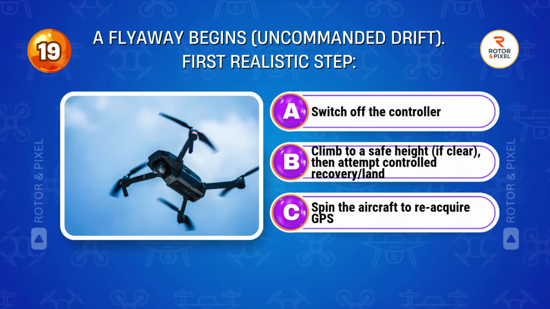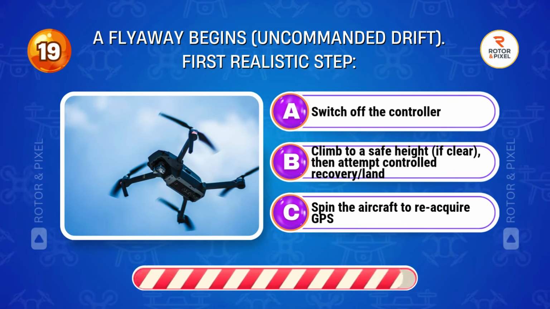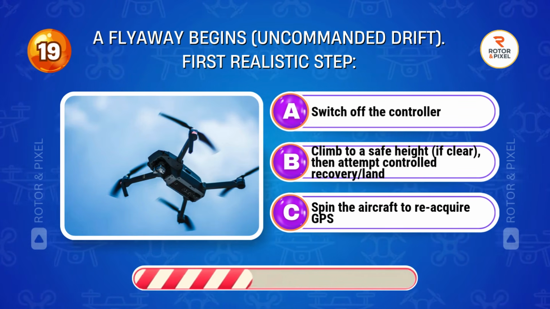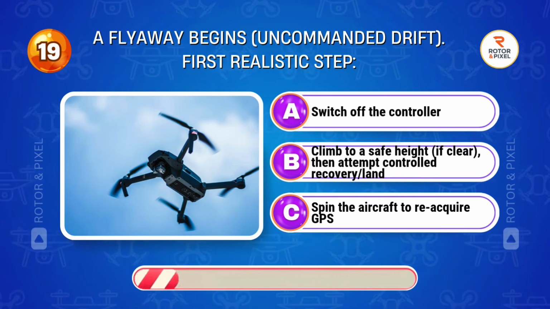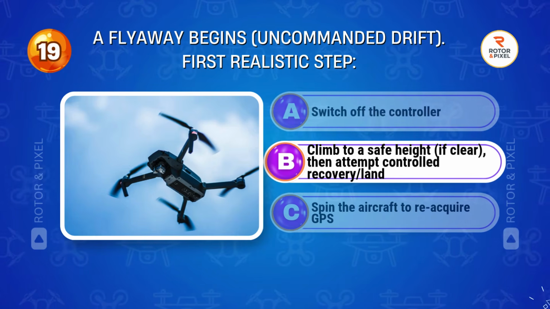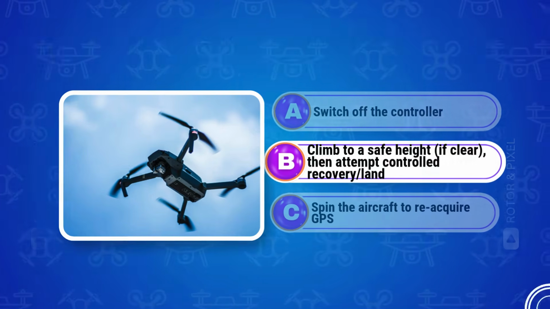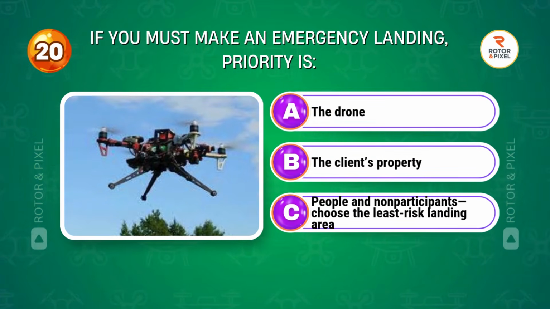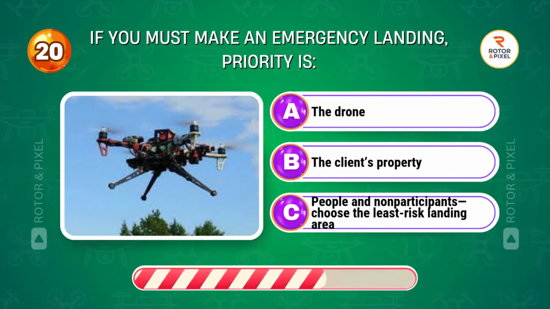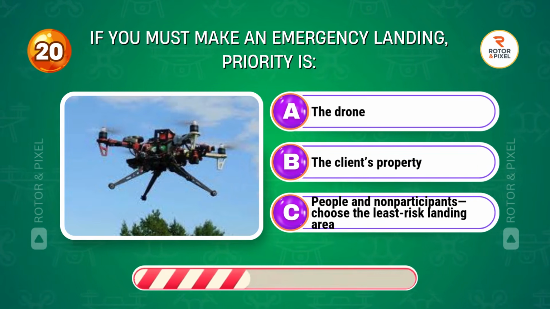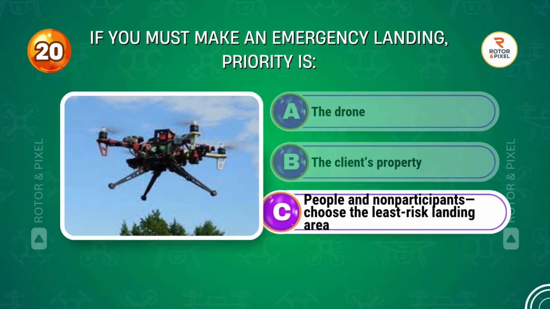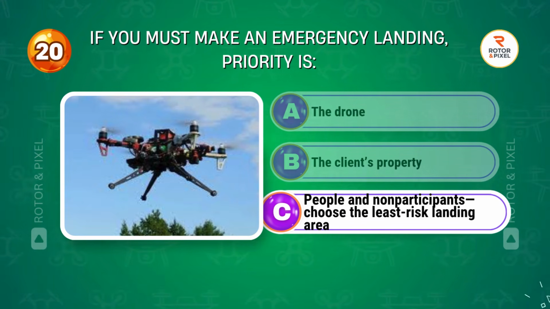A flyaway begins, uncommanded drift. First realistic step? Answer B. Climb to a safe height, if clear, then attempt controlled recovery, land. If you must make an emergency landing, priority is... Answer C. People and non-participants. Choose the least risk landing area.